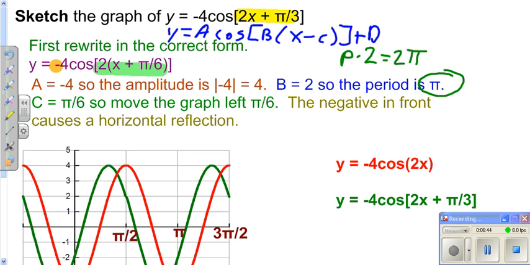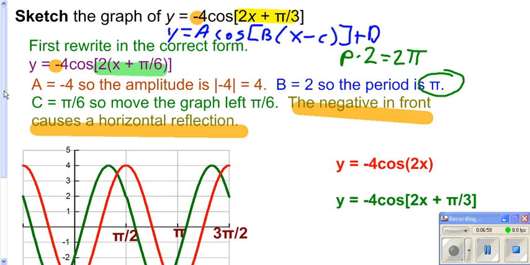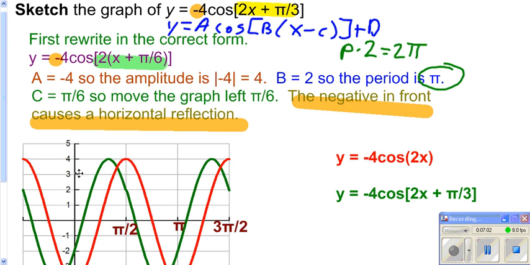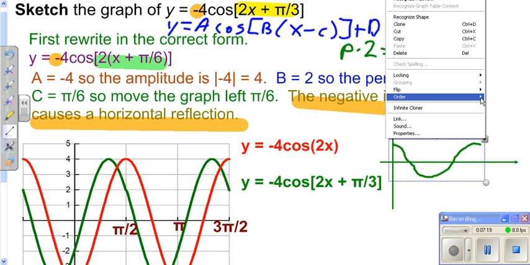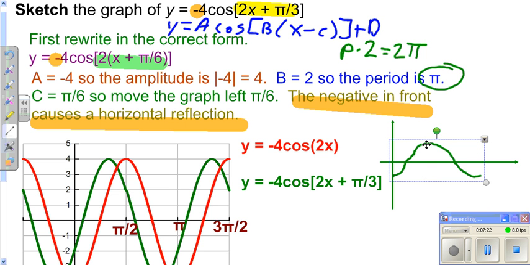The negative that I have right here in front, that just lets me know that I'm going to have a reflection over my x-axis. Now I'm starting out with my basic cosine graph. My basic cosine graph, I know, would start out at the top, go down, and then come back up. However, I know that I have a negative in front, so this really needs to be flipped upside down. So it's more or less going to start at the bottom, go up, and then come back down.